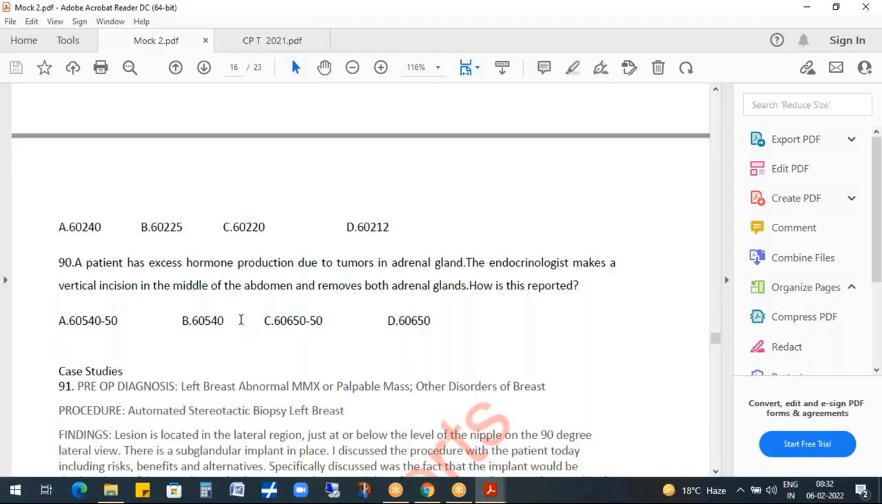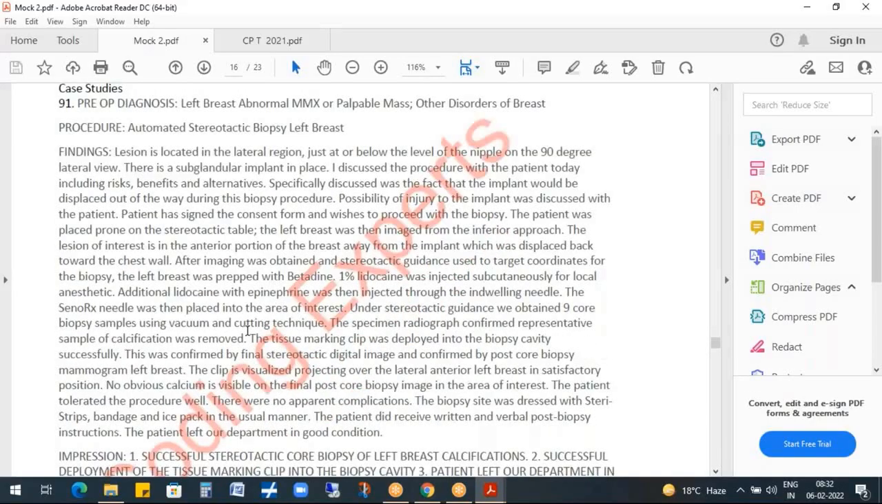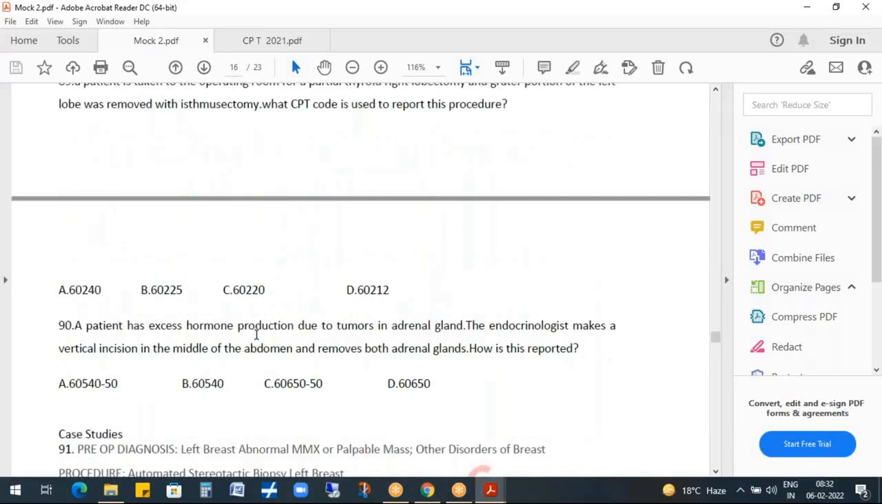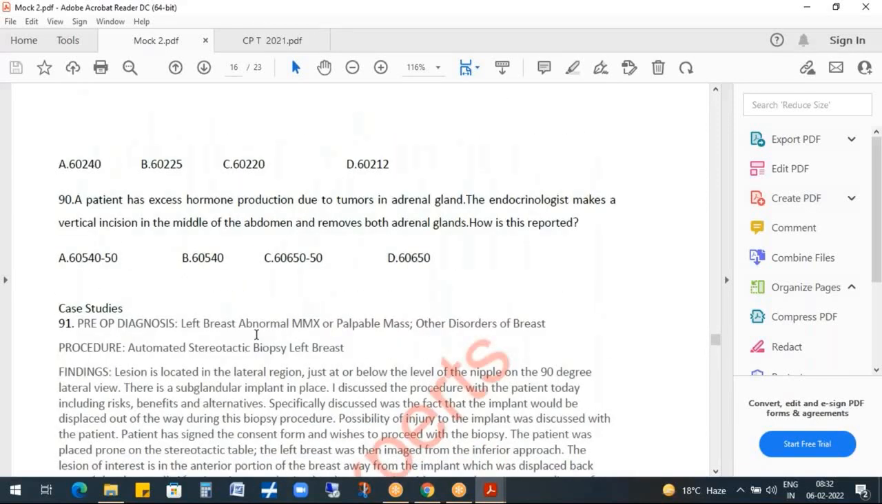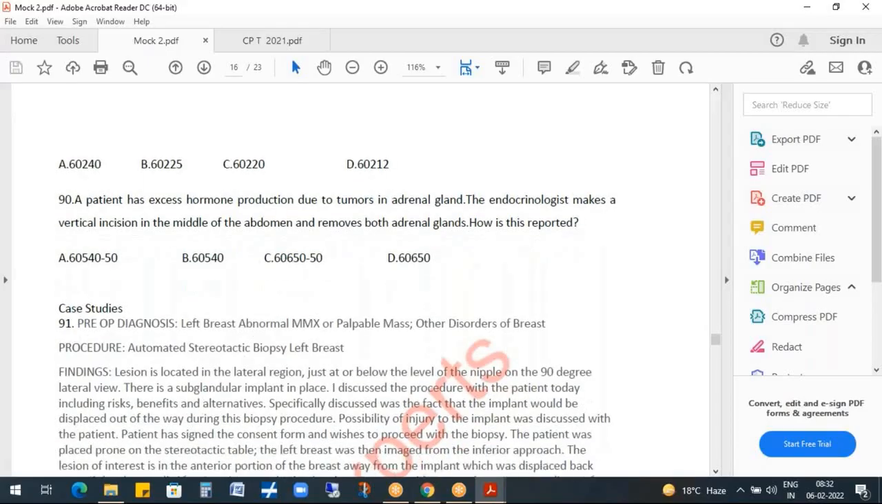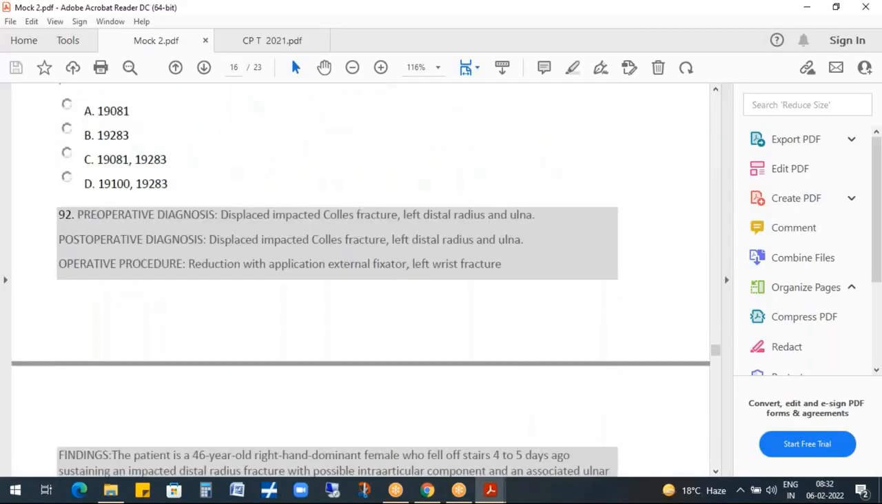Okay. Now take the answers for 91. 91A. Mohan, 90. Yes, can you just check in that only? The parenthetical note is showing for bilateral procedure report 60540 with modifier 50. Okay, that's what I am saying. A is the answer, right? Yes, 91A.